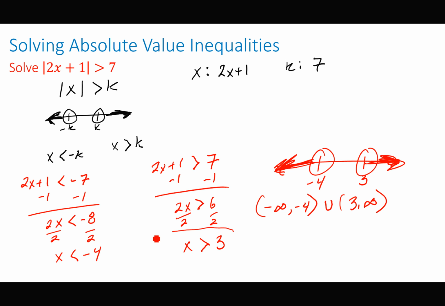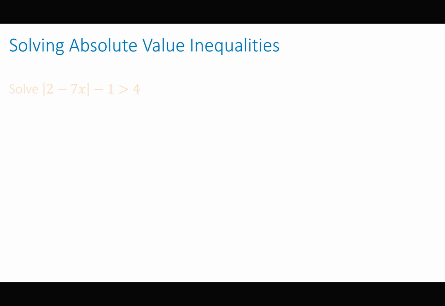Or if you left them as an inequality, you would just write "or" between these two. So x has to be less than -4, or x has to be greater than 3. I could graph it and show that. I could write an interval notation and show that. One more and then we'll be done.